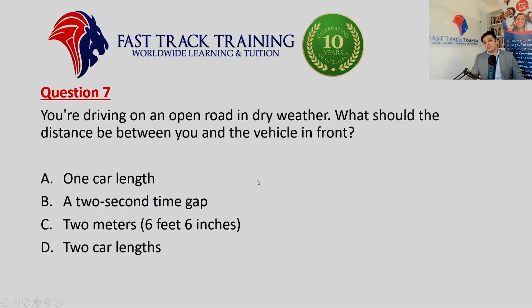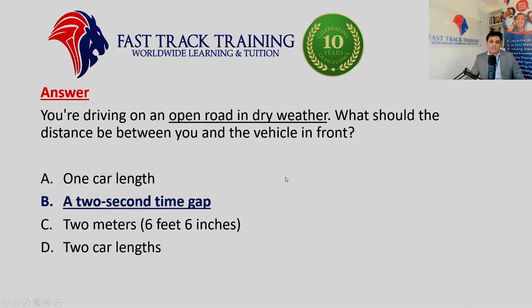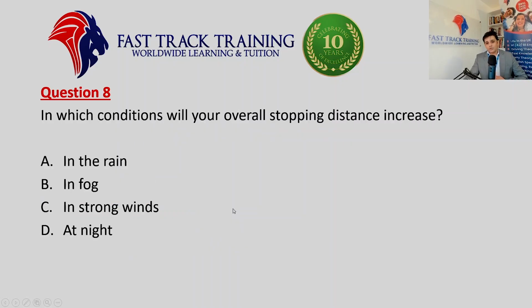You're driving on an open road in dry weather. What should the distance be between you and the vehicle in front? 1 car length, 2 second time gap, 2 meters, 6 feet 6 inches, 2 car lengths. The correct answer is 2 second time gap. So an open road in dry weather is a 2 second time gap. It's 4 seconds in rain, 20 seconds in ice. Times 2 in rain, times 10 in ice. In which conditions will your overall stopping distance increase? In the rain, in the fog, in strong winds, at night? The trick is whatever's connecting to the road. So overall stopping distance increases in the rain.